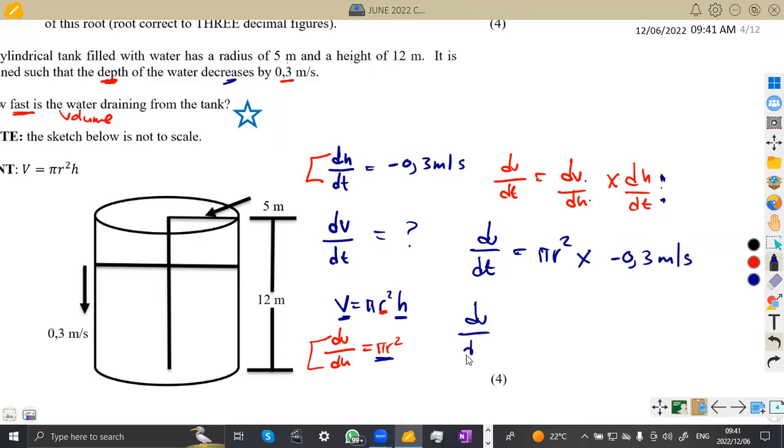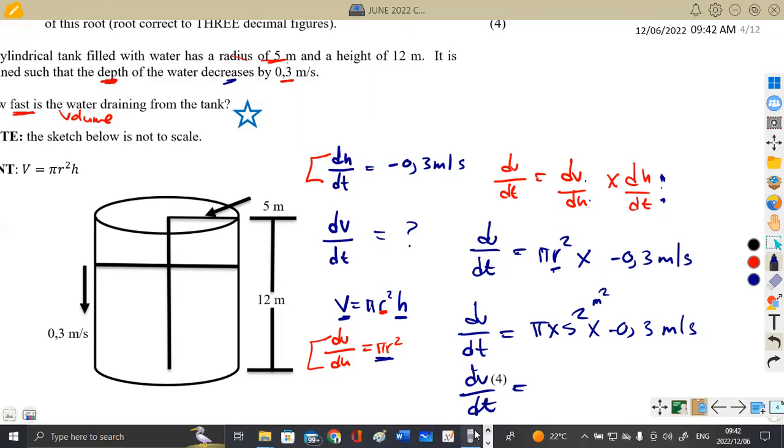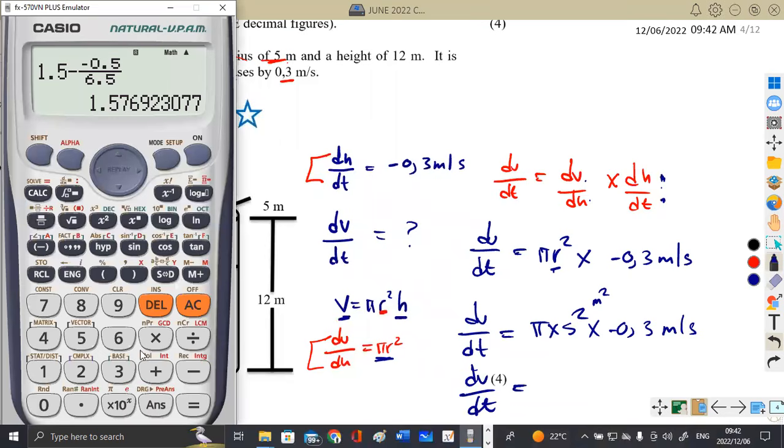So it's now a matter of substitution. dV/dt is going to be pi times r squared, which is the radius. Our radius is 5 meters, so it's going to be 5 squared times negative 0.3. Remember, this is 5 squared, so it's 5 meters squared. So you are going to have square meters, and you have meters per second. Yeah, that's it. We can use our calculator there. dV/dt is going to be what? Let's see from our calculator, because everything is fine here. All right, so we've got pi, which is shift pi, times 5 squared times negative 0.3.